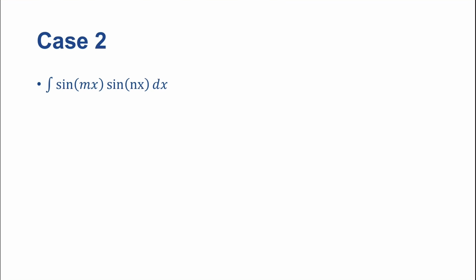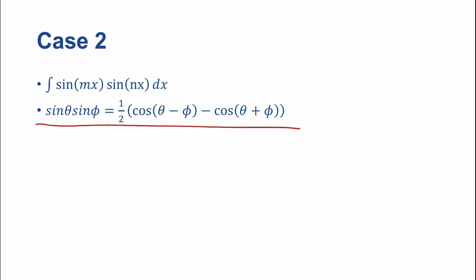Case 2 asks, what if we have the integral of sine of mx times the sine of nx dx? So we've got two sine functions, but different arguments. So what we do here is we can use the product to sum identity again, but we say that the sine of theta times the sine of phi is equal to 1/2 times the cosine of theta minus phi minus cosine of theta plus phi. So that is for our second case, and again, these are fairly important if you remember the cosine identities.